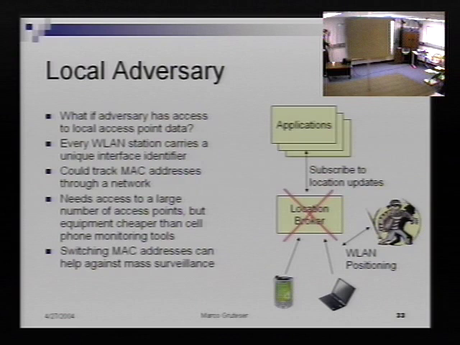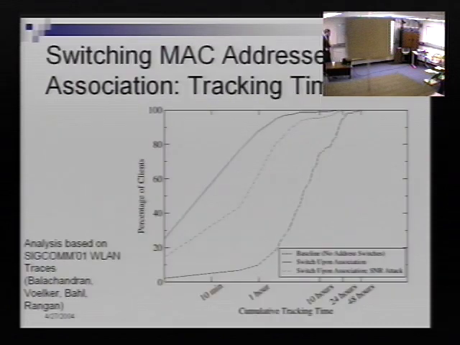So what if the adversary has access to data collected at access points, and what he can do is track your movements across these different access points. A simple mechanism would be to switch MAC addresses whenever you're newly associated with the network. So whenever you shut your laptop down and boot it back up, you come up with a new MAC address, then the adversary has difficulty in determining whether that's still the same user or not. And let's see how that helps.